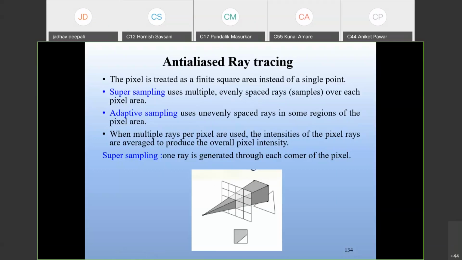While adaptive sampling uses unevenly spaced rays in some regions of the pixel area. When multiple rays per pixel are used, in both cases, the intensities of the pixel rays are averaged to produce the overall pixel intensity. In super sampling, one ray is generated through each corner of the pixel.